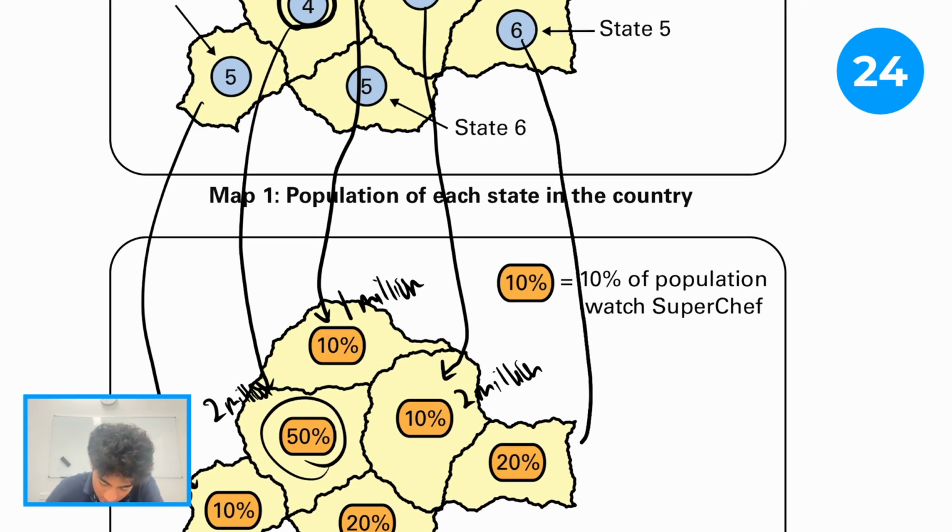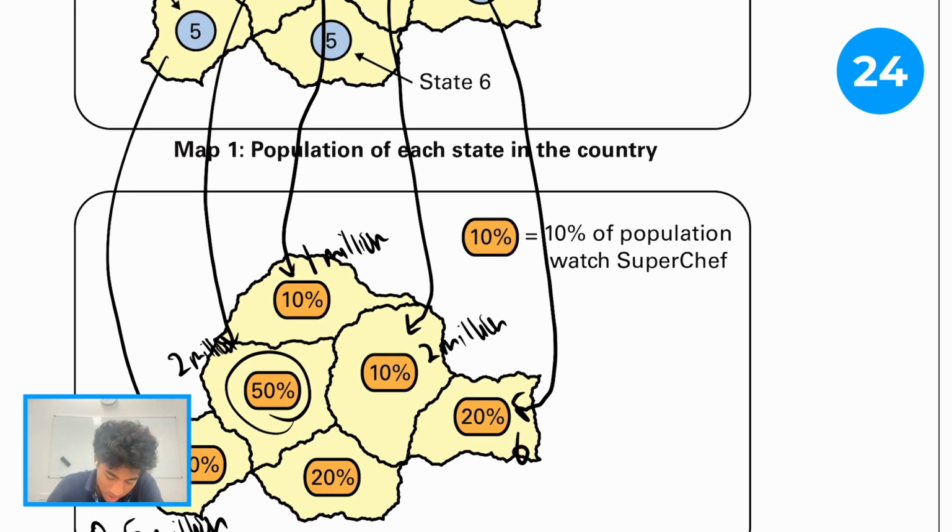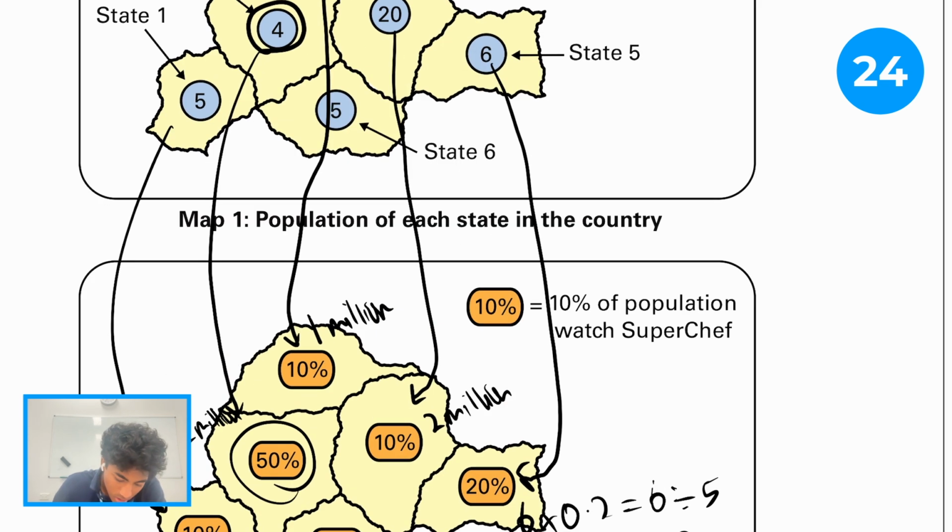State 5 is 6 million. 20% of state 5 watch Super Chef. So that means it's 6 million times 0.2, which is just the same as 6 divided by 5. So 1.2 million. Then we have state 6.